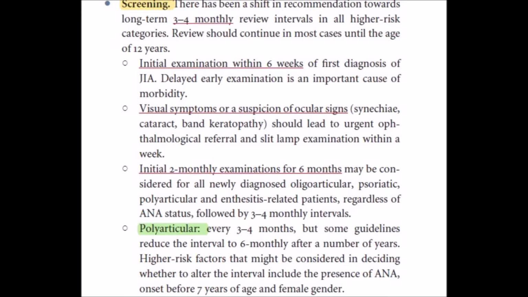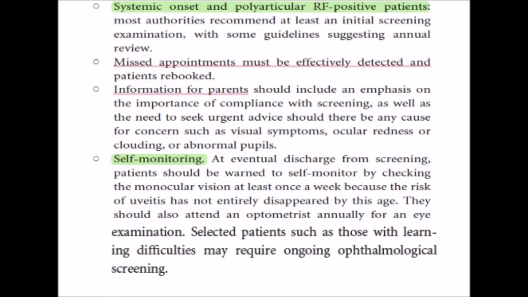Polyarticular: every 3 to 4 months, but some guidelines reduce the interval to 6 monthly. After a number of years, high-risk factors that might be considered in deciding whether to alter the interval include the presence of ANA, onset under 7 years of age, and female gender. So these are very high-risk factors.